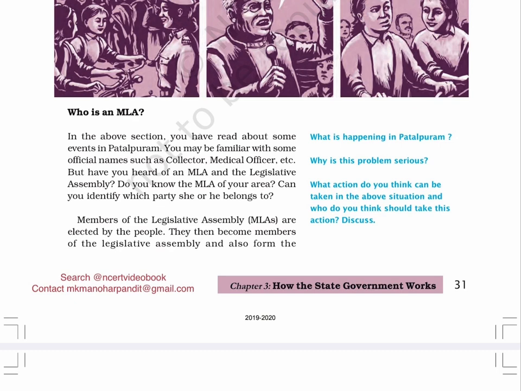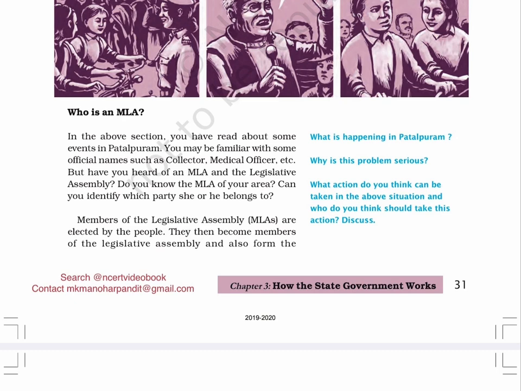In the section given here, you have heard about some events in Patalpuram. You may be familiar with some official names such as collector, medical officer, etc. But have you heard of an MLA and the Legislative Assembly? Do you know the MLA of your area? Can you identify which party she or he belongs to?